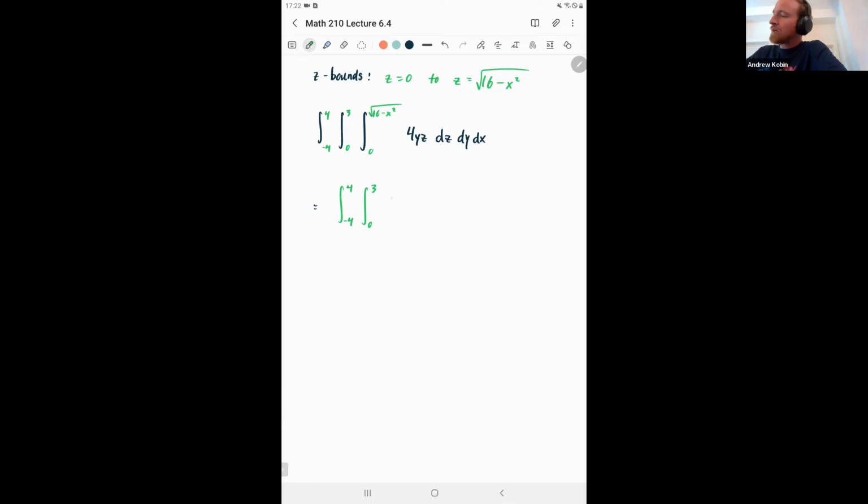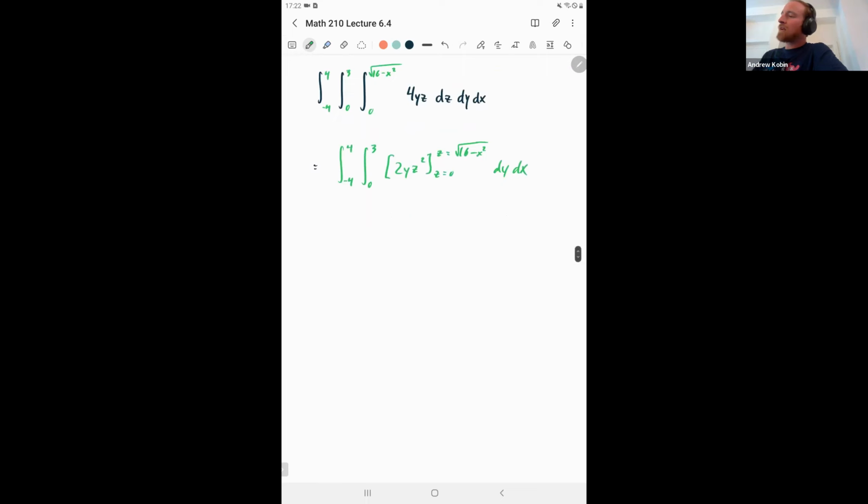So I'm going to go ahead and integrate this function 4yz with respect to z. Z gives us a z squared, and dividing by the new power will cancel out the power of 2. And I'm evaluating this from z equals 0 up to z equals the square root of 16 minus x squared. And then we'll have a dy and a dx integral to perform later, but let's just evaluate at these z bounds.